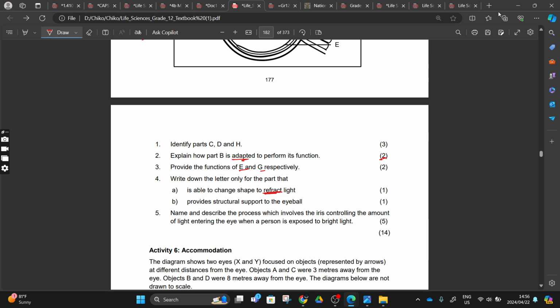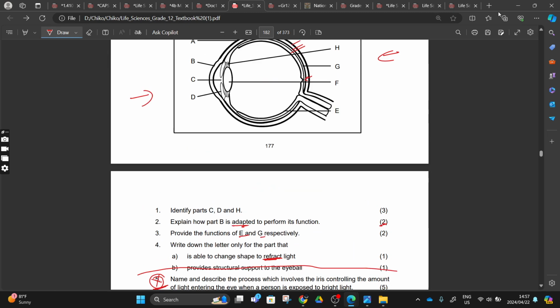Name and describe the process which involves the iris controlling the amount of light entering the eye when a person is exposed to bright light. Leave this one. We will answer it tomorrow after dealing with accommodation, because here they want you to name and describe the process which involves the iris controlling the amount of light. Maybe you don't know the process, but you can describe what is happening for our iris in an eye. Don't answer this. We'll answer this after tomorrow's lesson, right? When we are done with accommodation and the pupillary mechanism. So up until here, this will be our tomorrow's introduction, and then we'll be moving on.